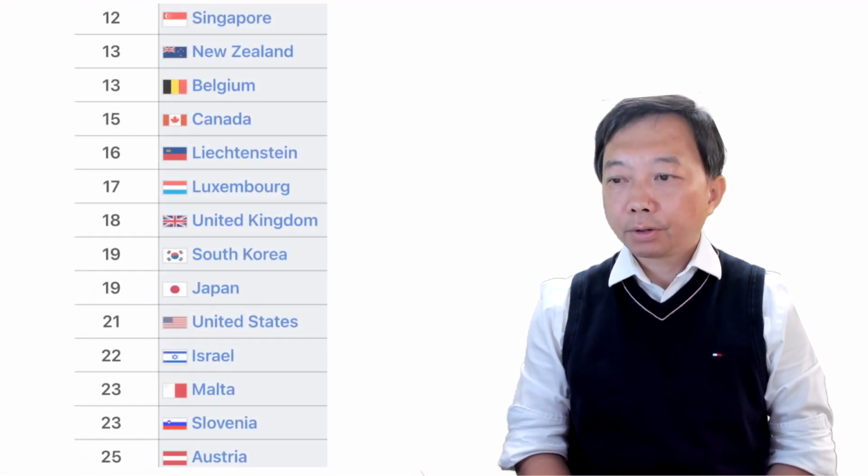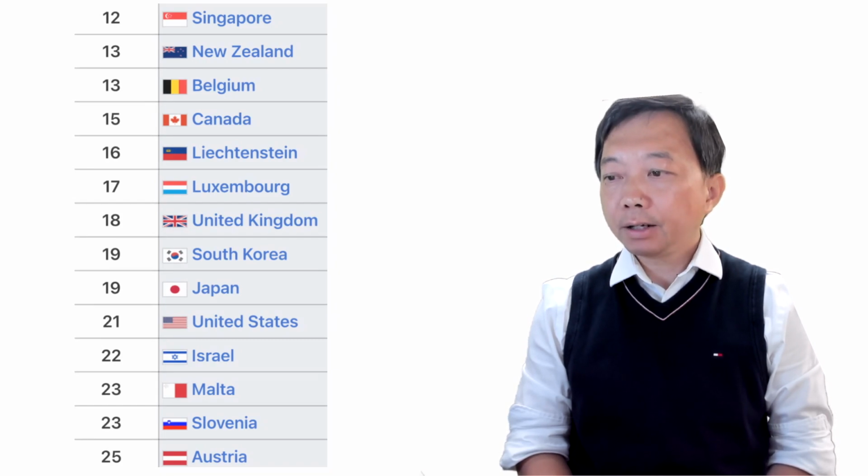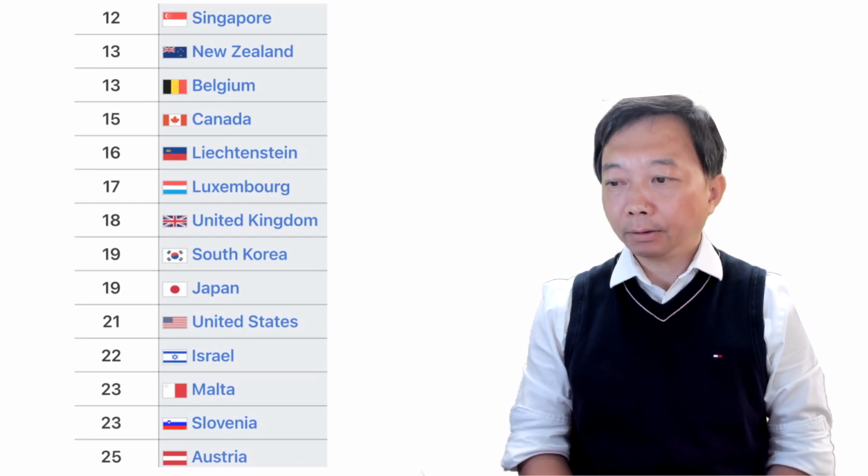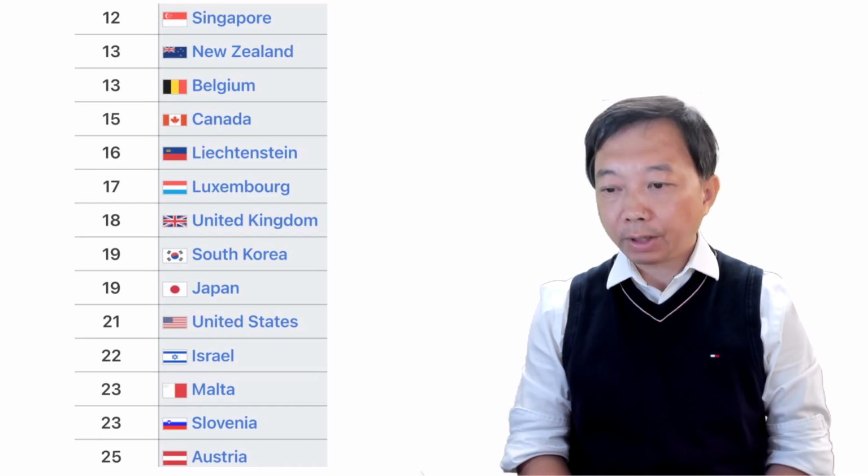Singapore is 12th. The United Kingdom is in the 18th place. South Korea and Japan tie for 19th. Ranked 21st is the United States.